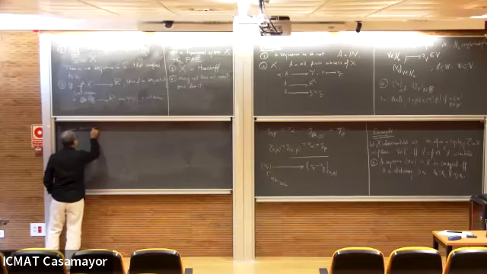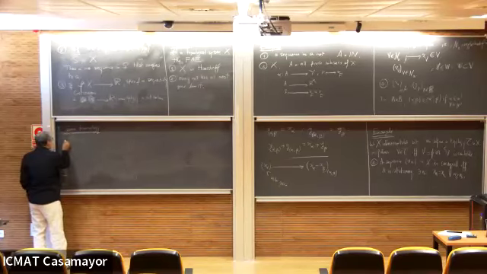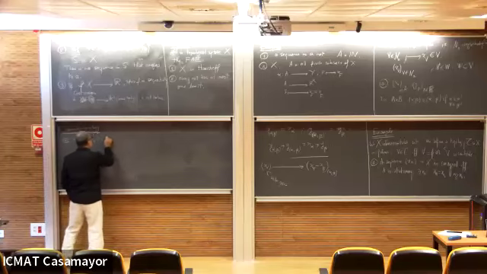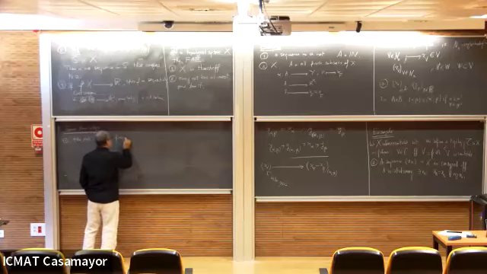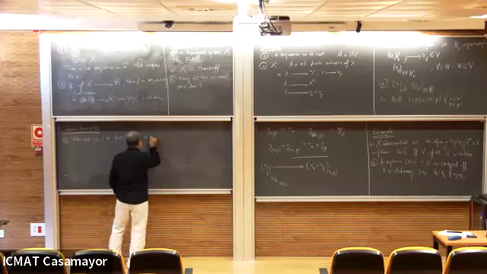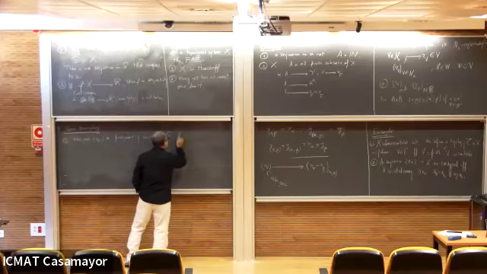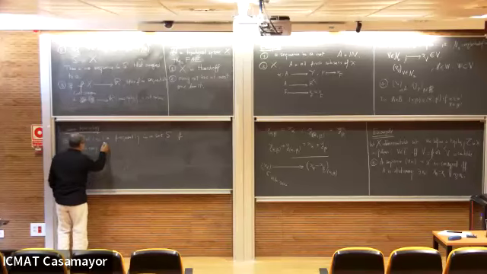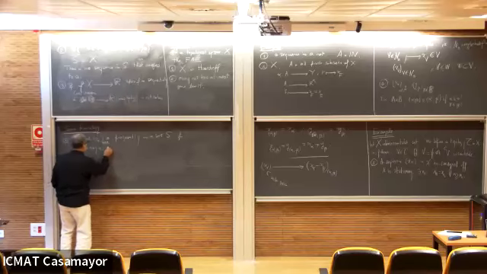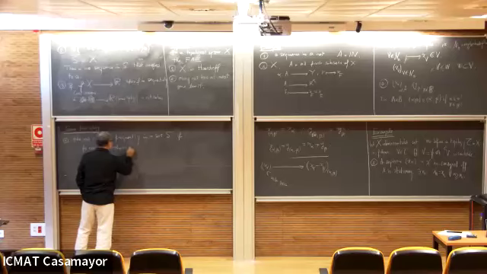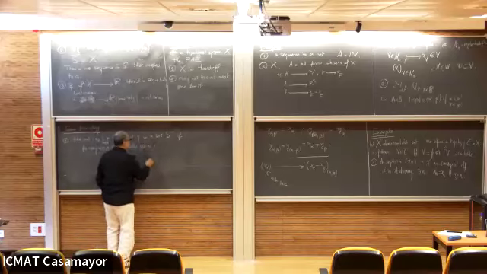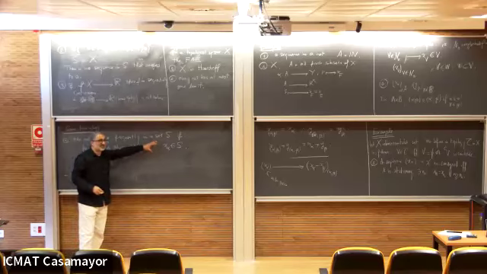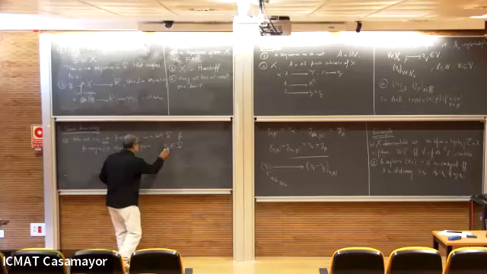Some terminology. I will say that the net X alpha is frequently in a set S if for every alpha in A, I will index by A, there exists beta more or equal than alpha, such that X beta belongs to S. This is very related to the cluster point.